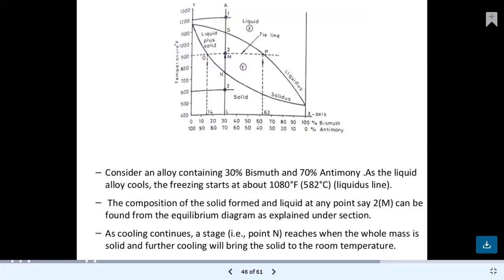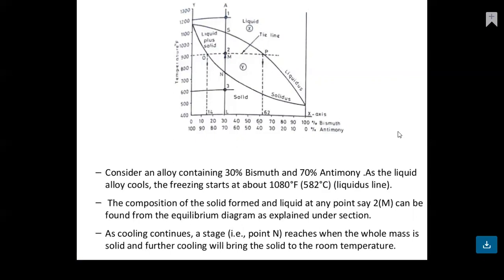Consider an alloy containing 30% bismuth. If we see this diagram, here 30% bismuth is present and 70% antimony is present. As the liquid alloy cools, the freezing starts at about 1080 degrees Fahrenheit. See here, 1080 degrees Fahrenheit. So at that temperature, freezing is started. In degrees Celsius, that is 582 degrees Celsius, where the liquidus line is. At that point, the freezing gets started.